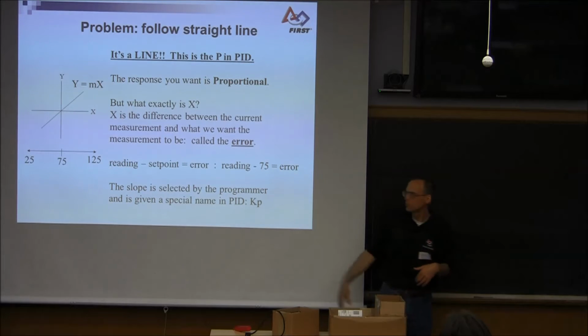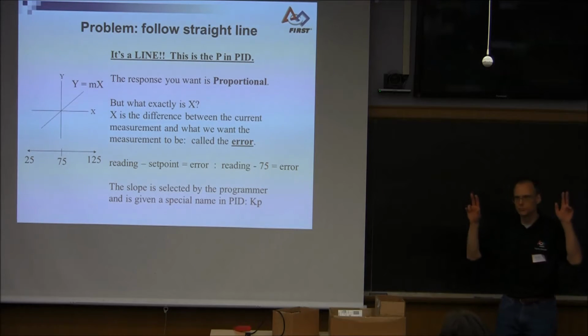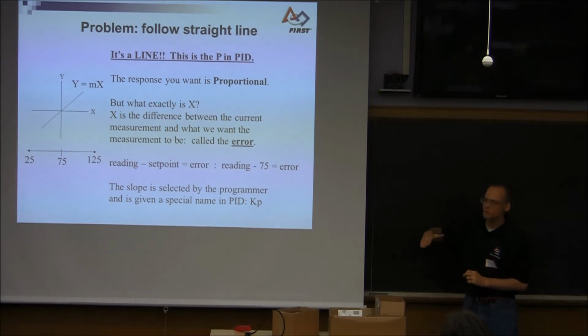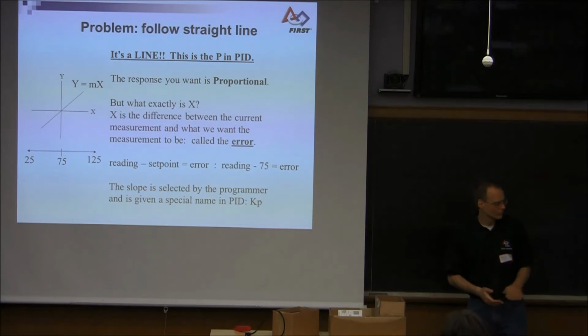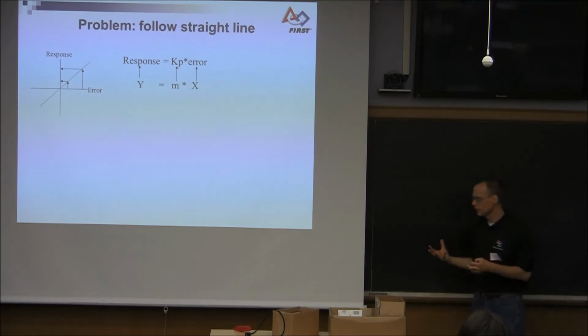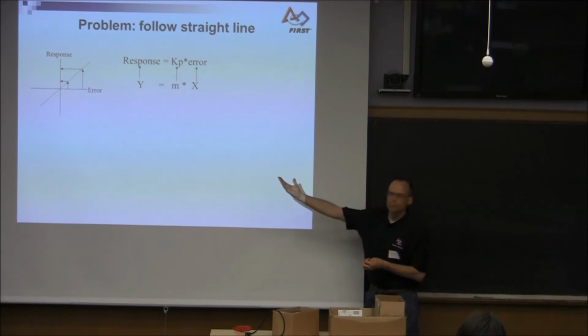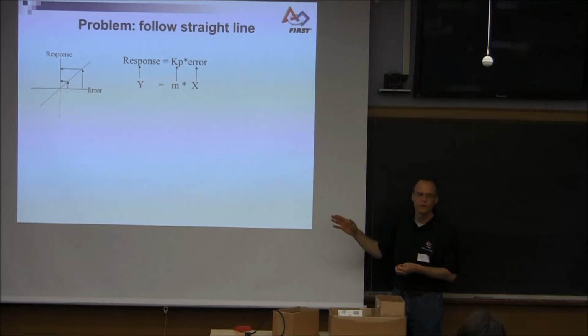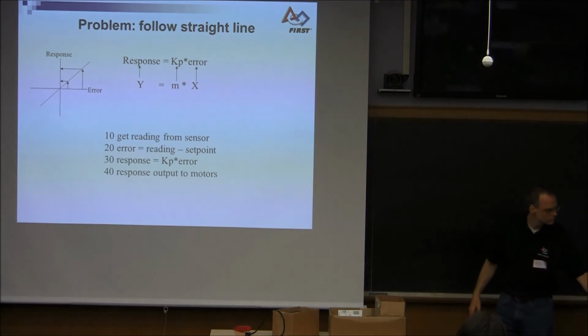Now the slope is determined by the programmer, and it's given a special name too. K for constant. Don't ask me, I didn't make this up. But it's K for constant and P for proportional. So Kp is the proportional constant, which is the slope of the line. So the response now is really what I wanted. The greater the error, the greater the response; the less the error, the less the response.